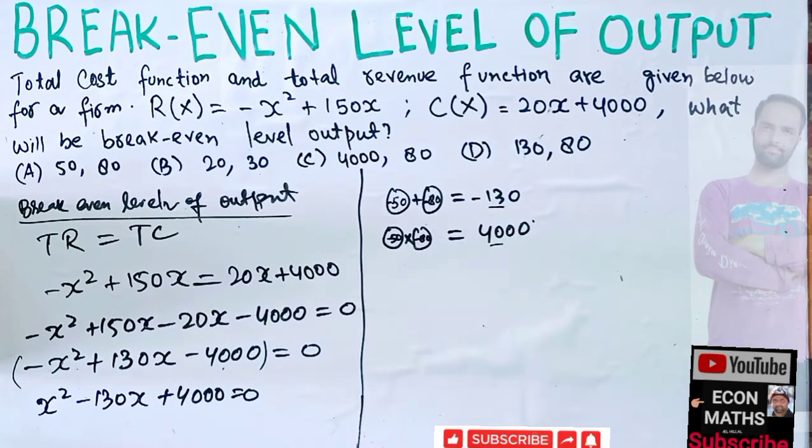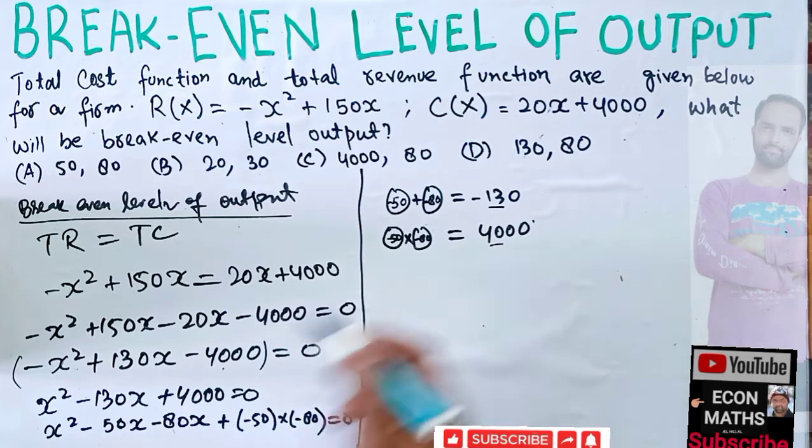I guess we got the two numbers here, so I can write it like this: x square, in place of minus 130x, I can write minus 50x minus 80x. Minus 50x minus 80x comes out to be minus 130x, plus in place of 4000 I can write minus 50 into minus 80, and is equal to 0, because minus minus is plus. 50 into 80 is 4000.